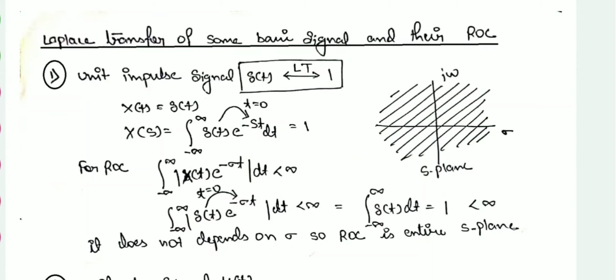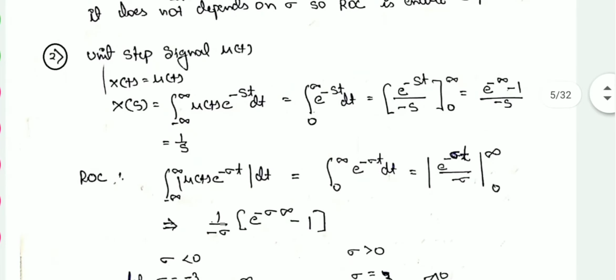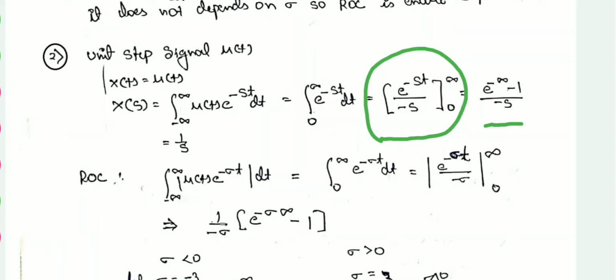Okay. Next, the next signal is the unit step signal. When we put u(t) in this equation, we know that the unit step signal is defined by the limit of this integral, and this integral runs from 0 to infinity. When we integrate it, it becomes e to the power minus st divided by minus s, with the limit from 0 to infinity.